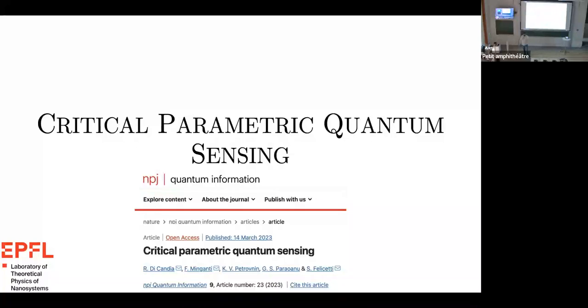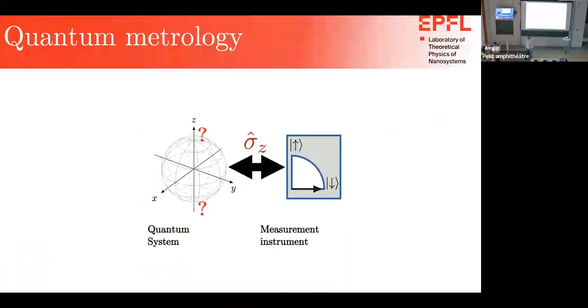Now, let me run through an application in 20 seconds. So, we have seen that we have this resonator. Now we want to use it for quantum sensing. Why is that so? The idea is you have a measurement instrument, you have a quantum system, and you want to read what is the state of the quantum system. Now, how do you do it?